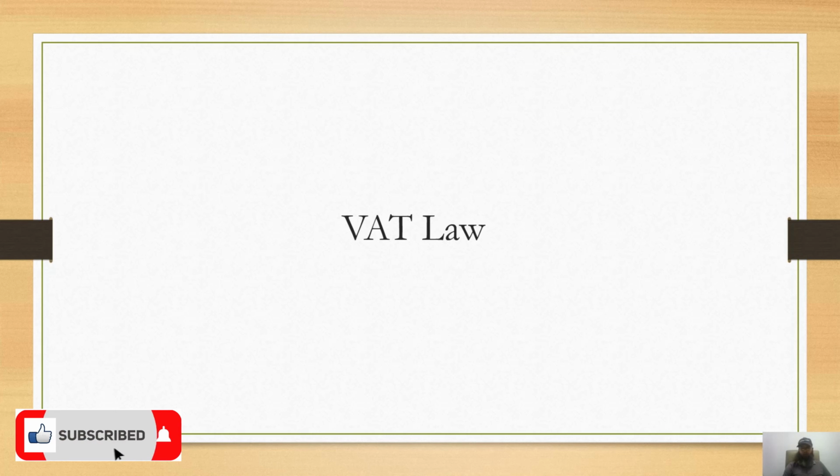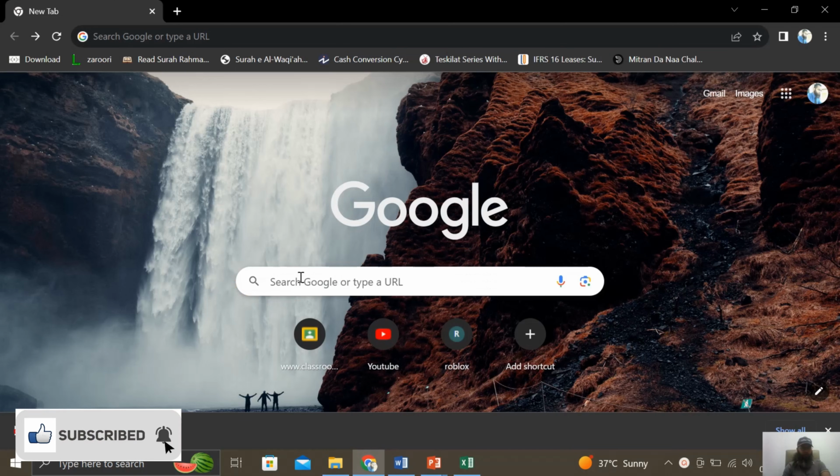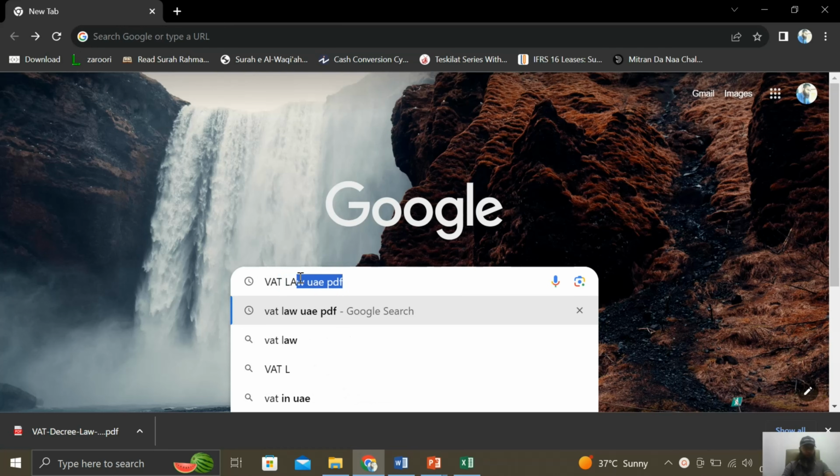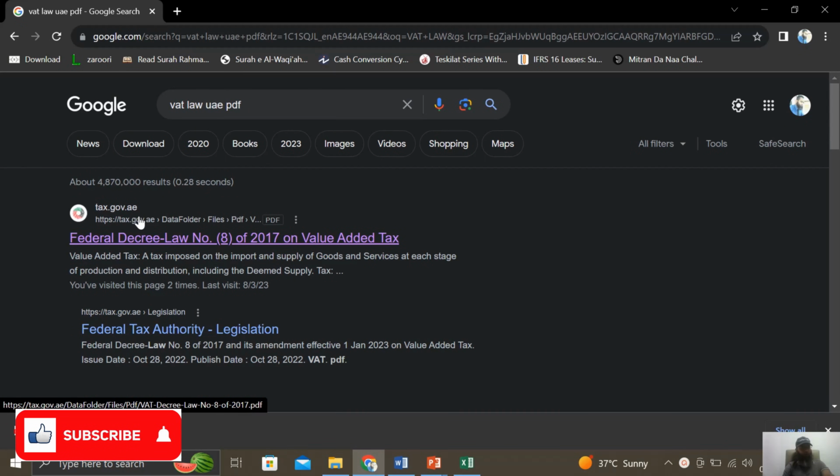At the end I would like to explain something about the VAT law. Each country where the government is implementing VAT on businesses also provides the VAT law, and it is available on the government website. Like here, if I go to Google and write VAT law UAE PDF, I want to read this law. So here it is tax.gov.ae. There is a PDF available for this law.